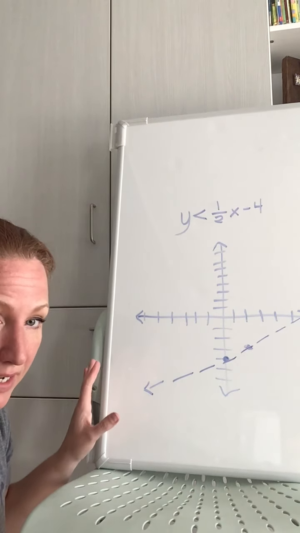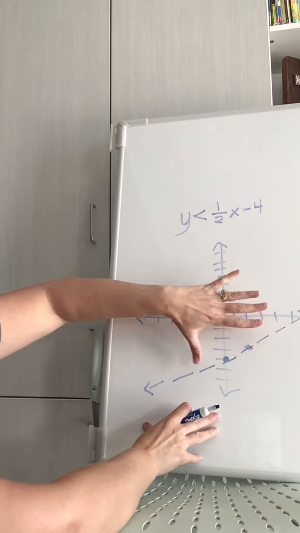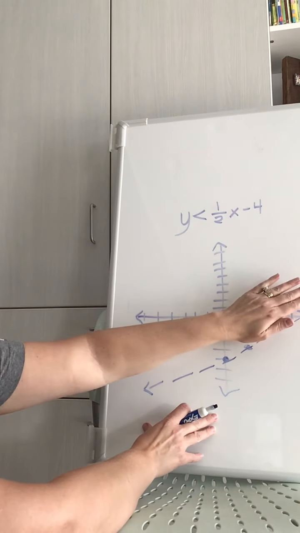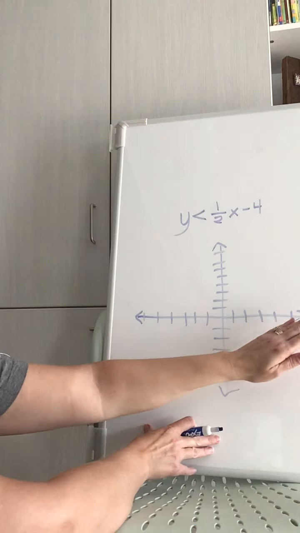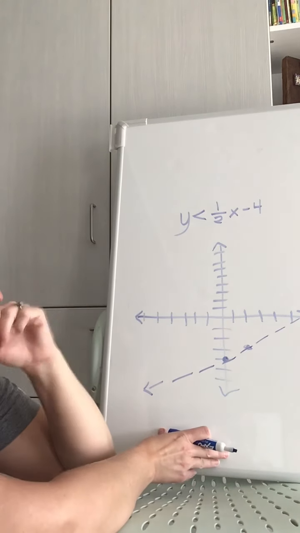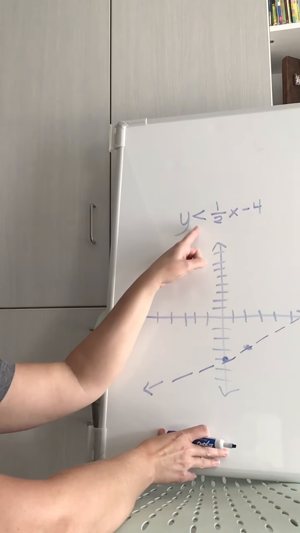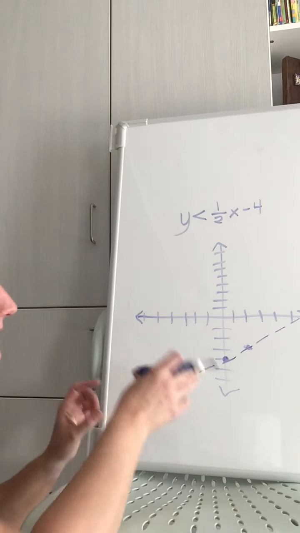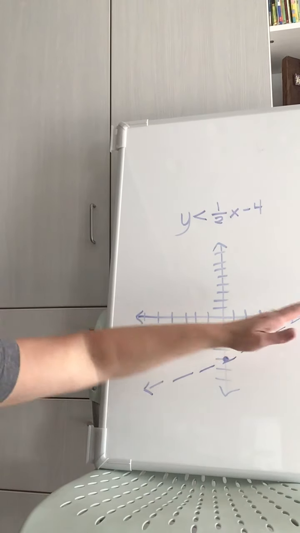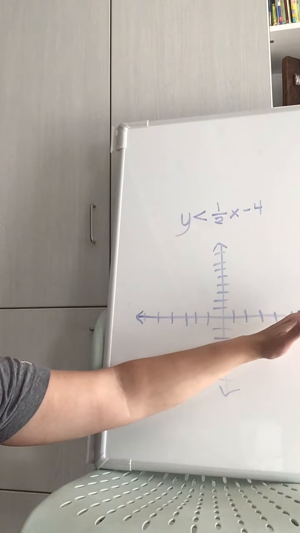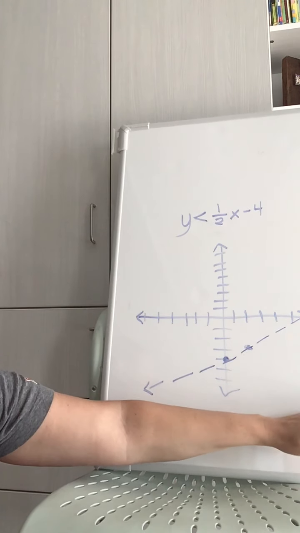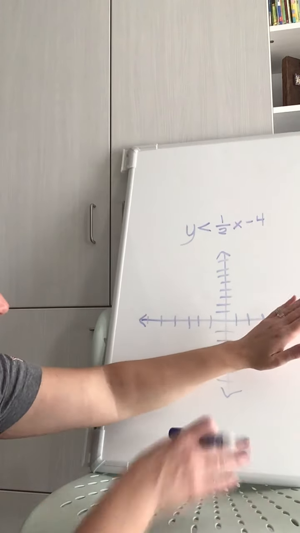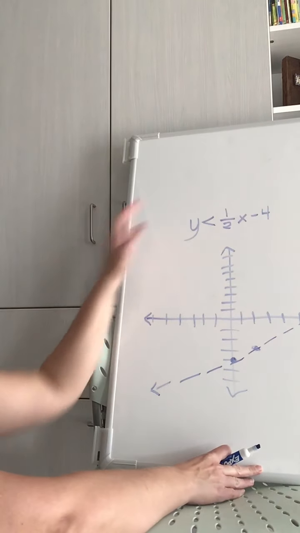Now you have to shade in 1/2 of the graph, which means I either have to shade all the way above the line or all the way below the line. And we're going to decide that right here. It says it's less than this line. So if you think about this like a hill, less than the line is what's underground, bigger than the line is what's above the ground.